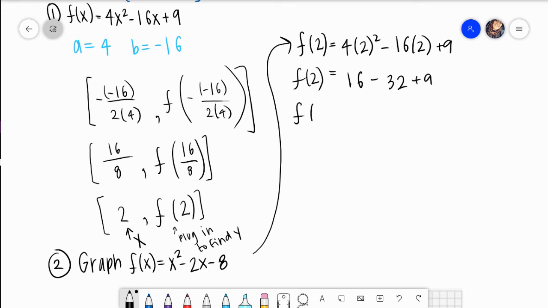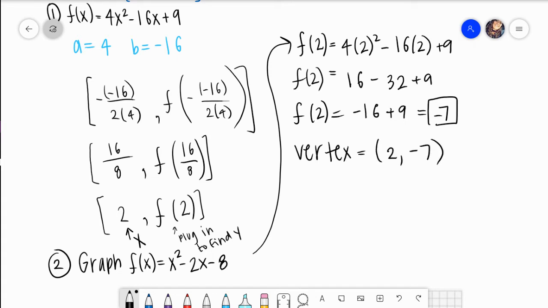So I have my f of 2 is going to be, okay, 16 and 32, signs are different. We subtract and keep the sign of the larger. Then I have my positive 9. Signs are different. Subtract, keep the sign of the larger. So my vertex is 2, comma, negative 7. So if it is not in the vertex form, but it is in that form, that is how you are able to figure out what the vertex is of your parabola.